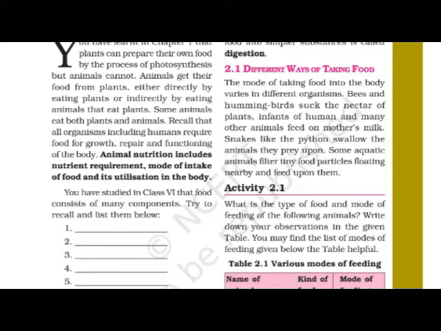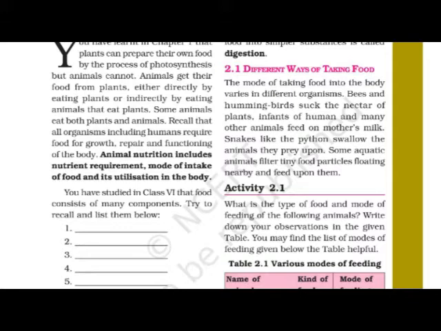Okay, animal nutrition includes nutrient requirement. See, now we are talking about nutrition in animals. So animal nutrition includes nutrient requirement, the mode of intake of food, how the animal takes that food, and its utilization in the body. Whatever food is taken by the body of the animals, how it is utilized, that also we have to think.